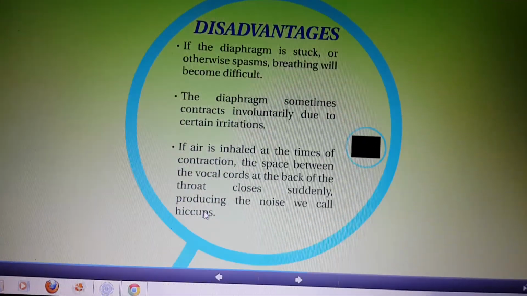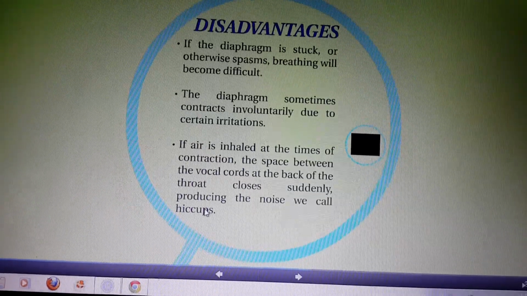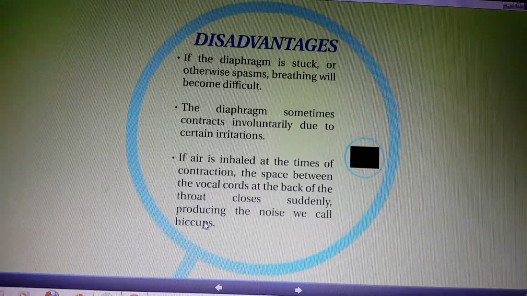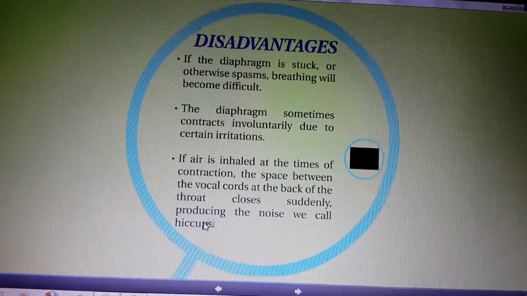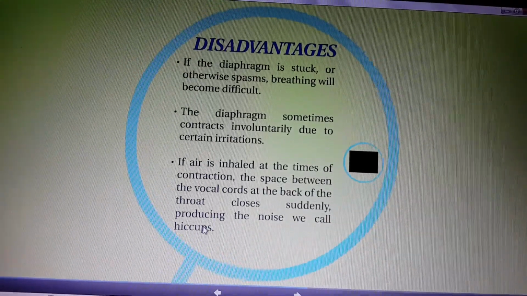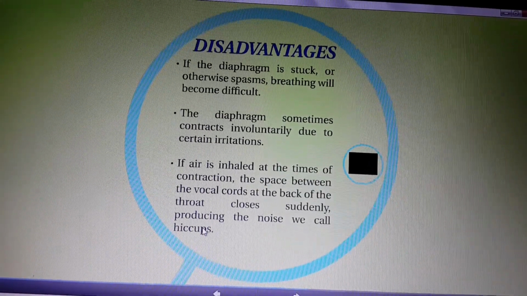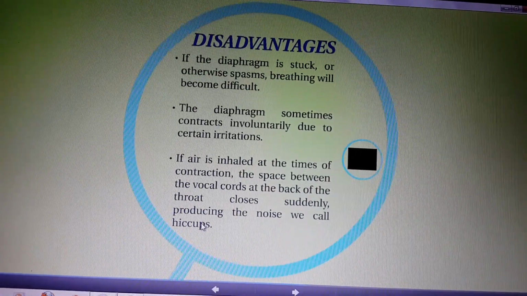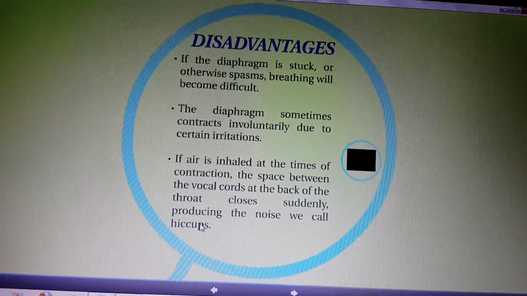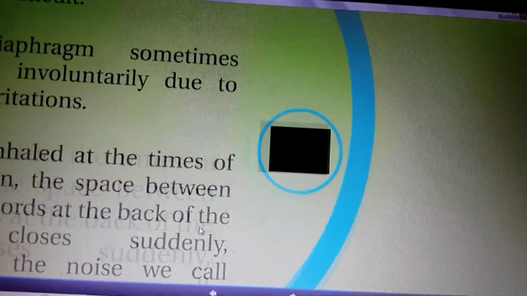Disadvantages. If the diaphragm is stuck or otherwise expands, breathing will become difficult. The diaphragm sometimes contracts involuntarily due to certain irritations. If air is inhaled at the times of contraction, the space between the vocal cords at the back of the throat closes suddenly, producing the noise we call hiccups.